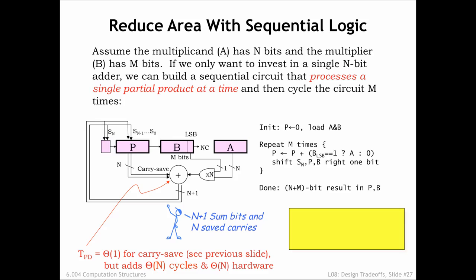After order n steps, we've generated the necessary partial products, but we'll need to continue for another order n steps to finish propagating the carries through the carry-save adder. But even at 2n steps, the overall latency of the multiplier is still order n. And at the end of 2n steps, we produce the answer in the P and B registers combined, so the throughput is order 1 over n.